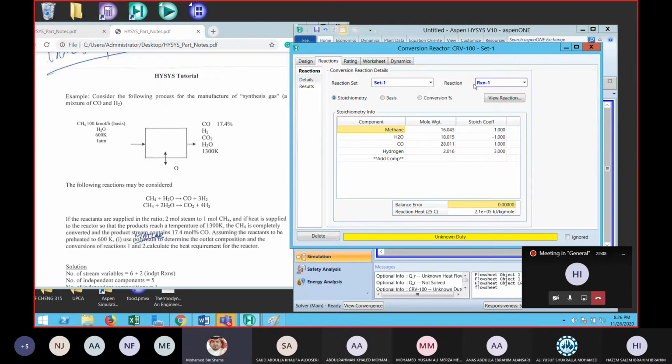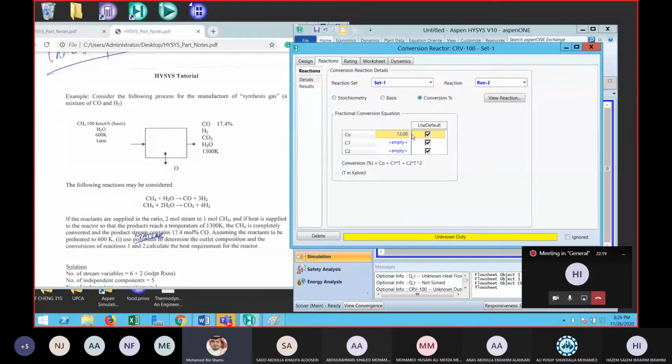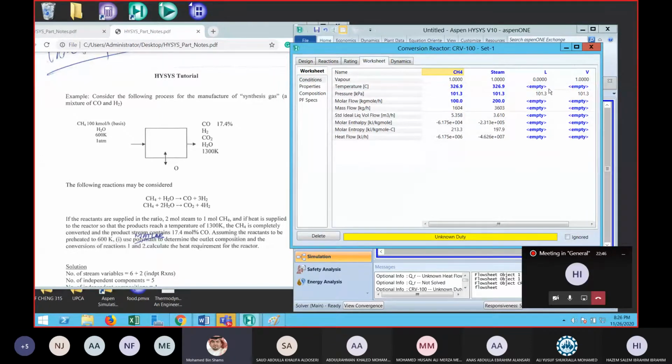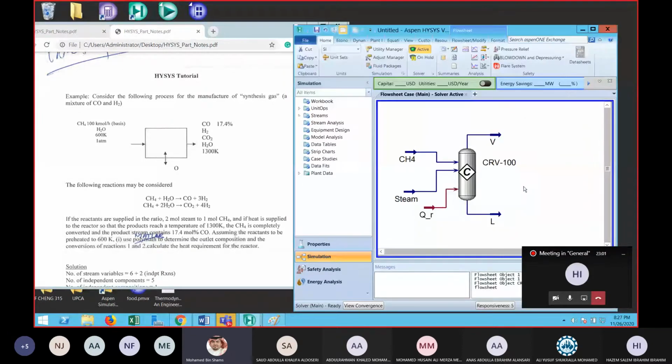Okay, so I tell it to add the reaction set. As you can see, this is the first reaction and its conversion is 87%. And this is the second reaction and its conversion is 13%. Okay, good. The last thing left is the unknown duty. Unknown duty, why? It means it's telling me I cannot calculate your QR. You didn't tell me what you want me to calculate QR based on. So I'm telling it I want you to calculate for me a QR such that the outlet temperature of the vapor stream, because this is a gas phase reaction, will be 1300 kelvin. Once I say that, the problem is solved.